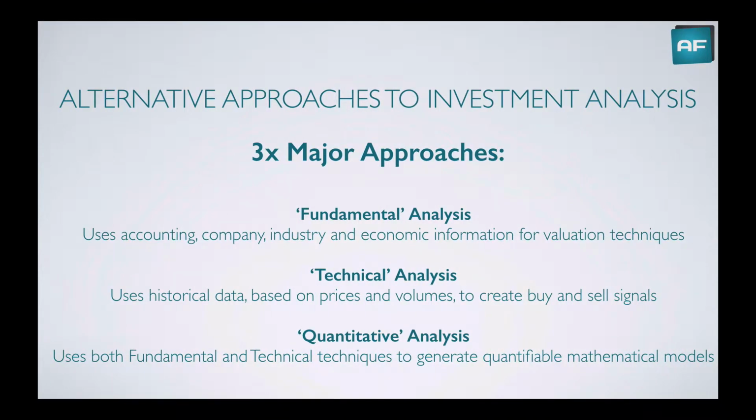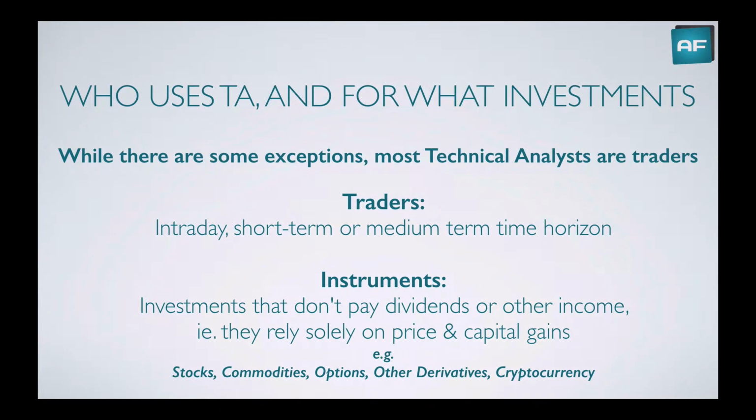Alright, so what are the alternative approaches to investment analysis? There are three major approaches to investment analysis and investment selection. And this is where you can get some sort of context into where technical analysis fits in. Now, first of all, there's fundamental analysis, and that uses accounting, company, industry, and economic information for valuation techniques. Then we have technical analysis, or TA, and that uses historical data based on prices and volumes to create buy and sell signals. And then finally, we have quantitative analysis, which uses both fundamental and technical techniques to generate quantifiable mathematical models.